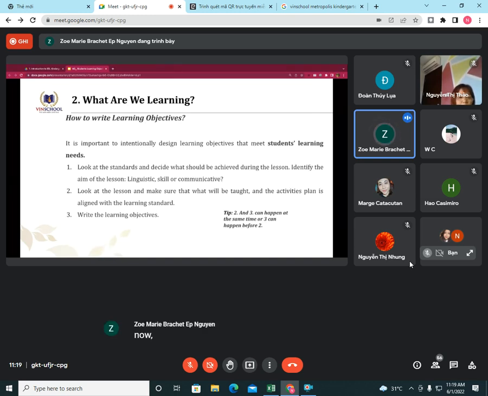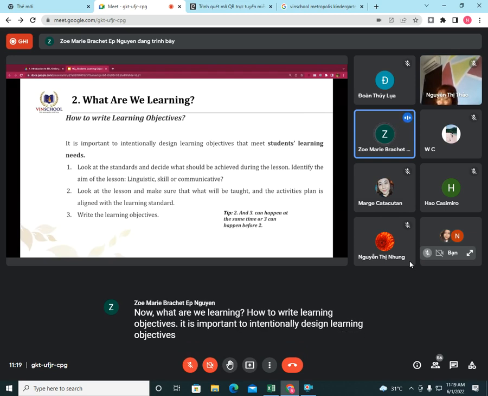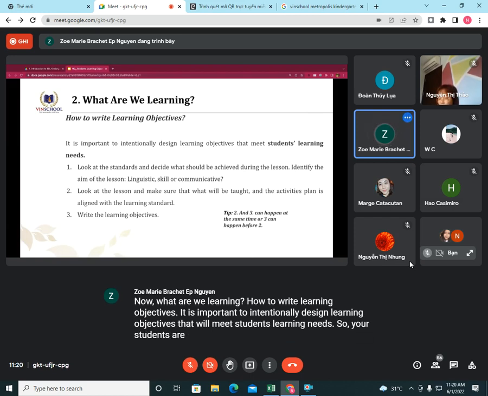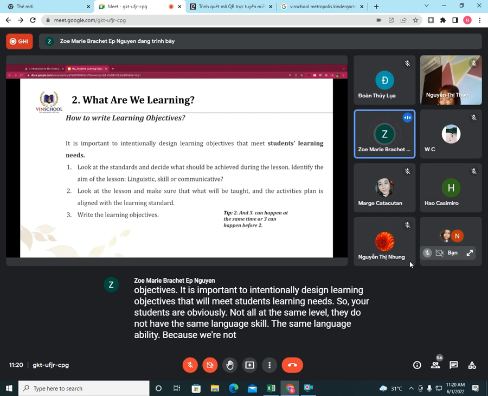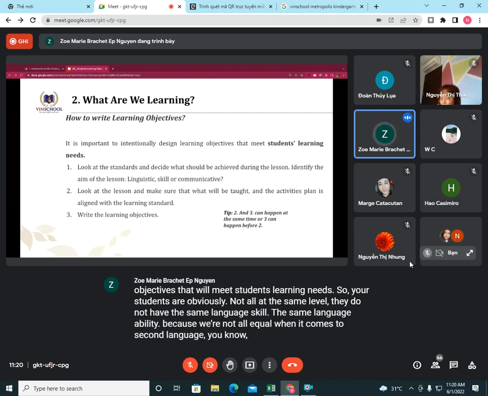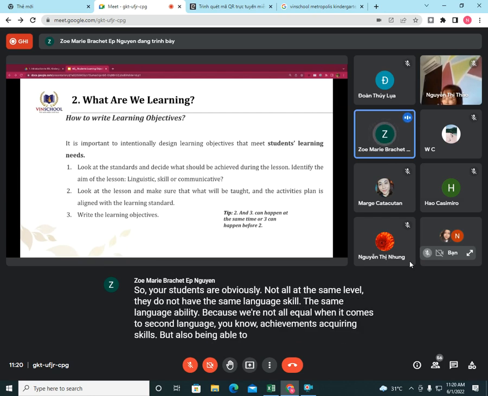Now, what are we learning? How to write learning objectives. It is important to intentionally design learning objectives that will meet students' learning needs. So your students are obviously not all at the same level. They do not have the same language skill, the same language ability, because we're not all equal when it comes to a second language achievement, acquiring skills, but also being able to gain vocabulary, etc.